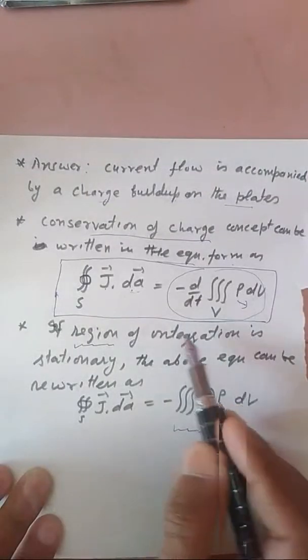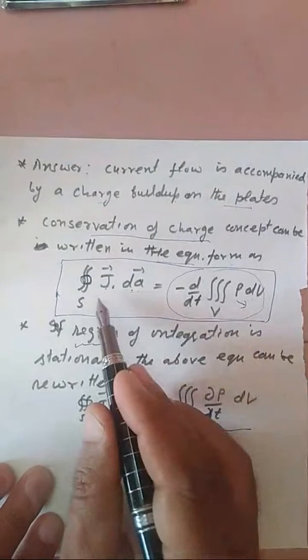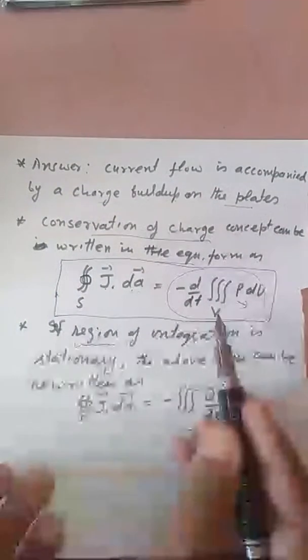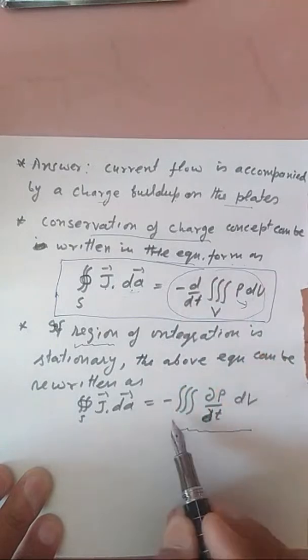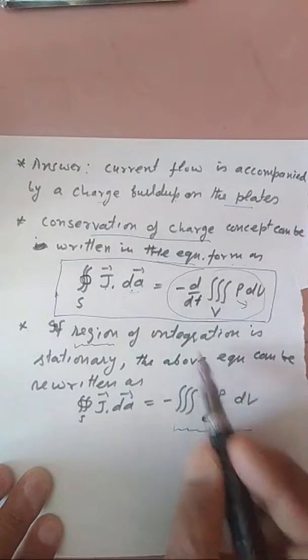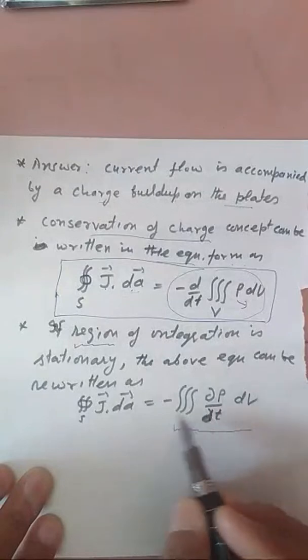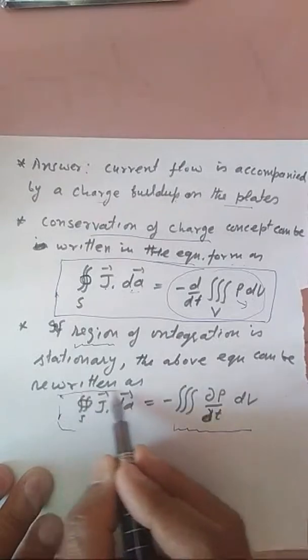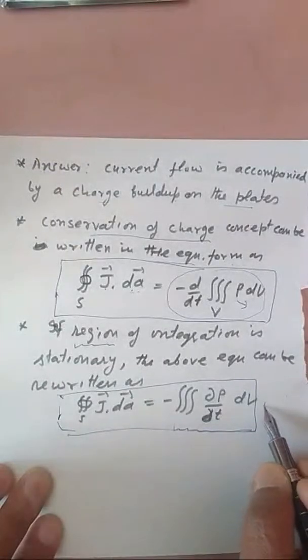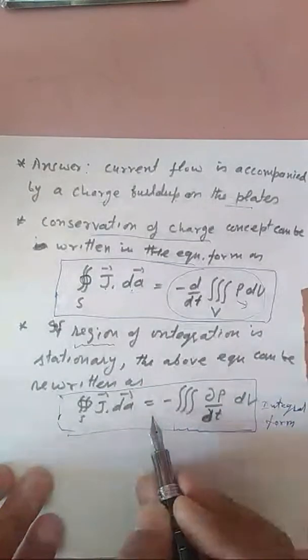We call this the equation of continuity. In another case, if the region of integration is stationary, that is, it does not change with time, we can rewrite this equation by putting d by dt within the integration sign of the volume integral. So this is known as the equation of continuity in its integral form.